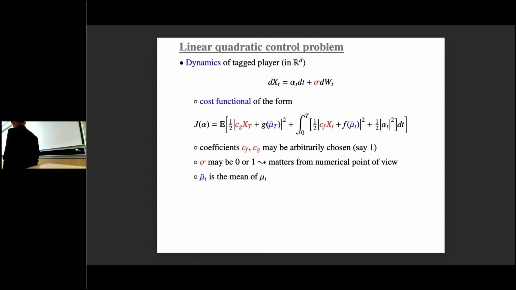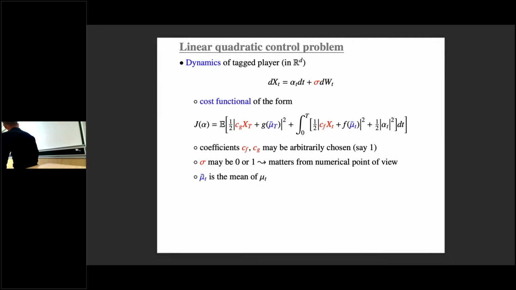So you have some coefficients C_G and C_F, but you don't really care about them. This could be more or less anything that you want. And sigma, typically you think of as being one. This is what I told you, but in fact, sigma could be equal to zero in this model. The reason is that since the coefficients in the optimization problem are convex in X, there is no big need of putting in an additional diffusivity. This is not very useful from the point of view of the regularity of the object that you have. And so once again, mu bar is the mean of the measure.